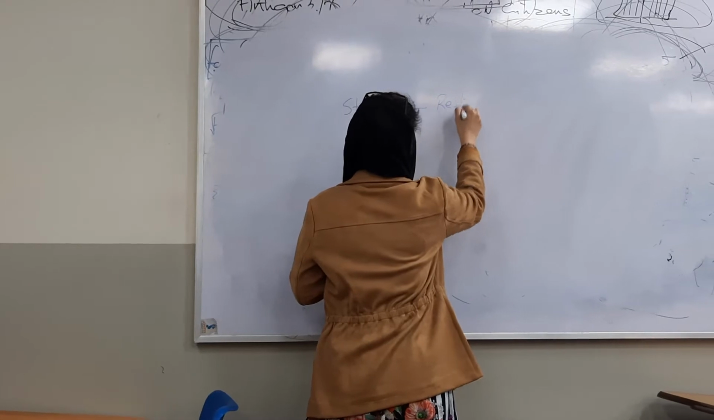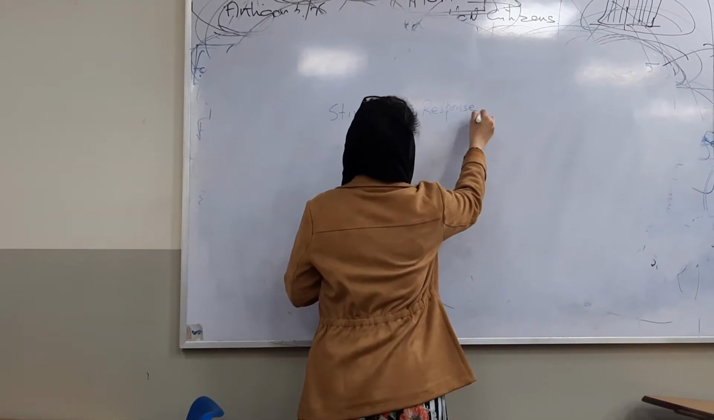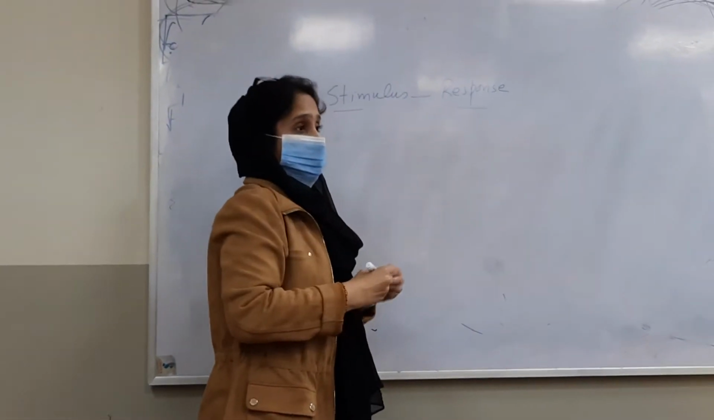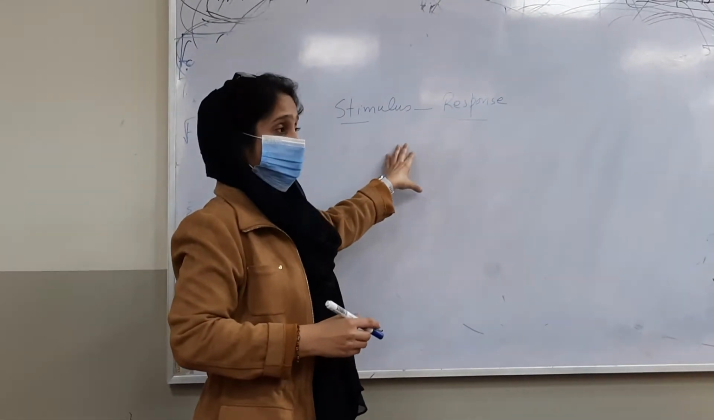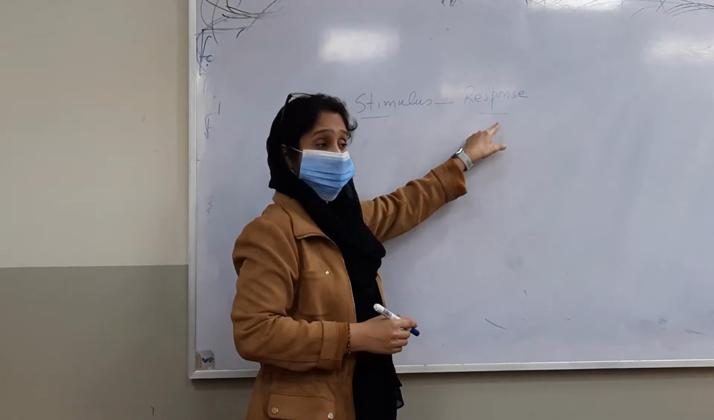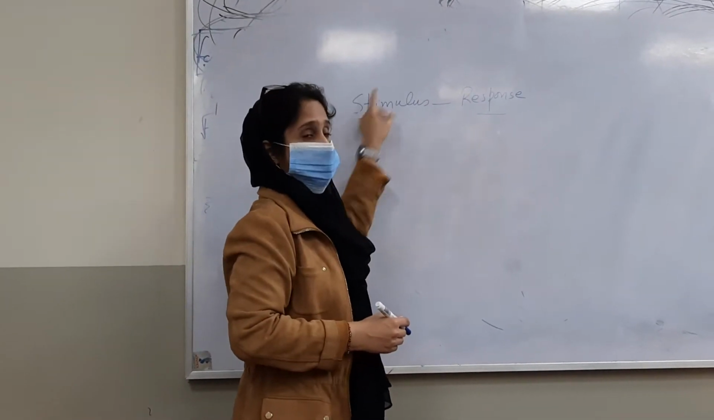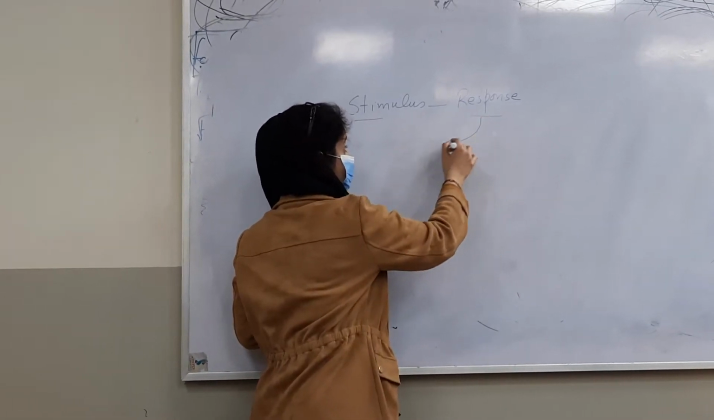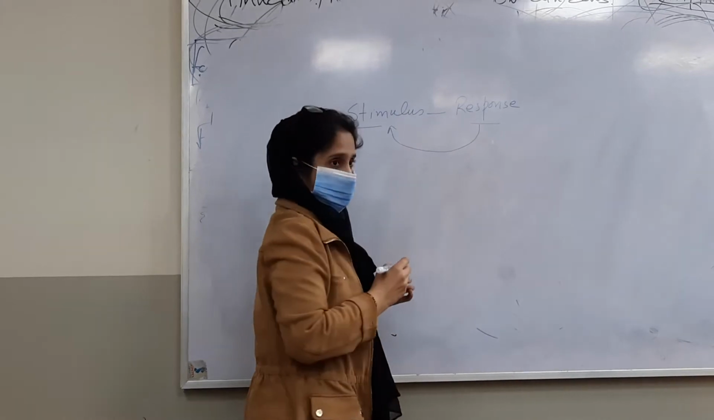Alright, now there is a stimulus and there is then a response to that. Now what does this theory say? This theory simply says that in order to get a response, there has to be a stimulus. This is what this theory says. I repeat, in order to get a response, there has to be a stimulus.